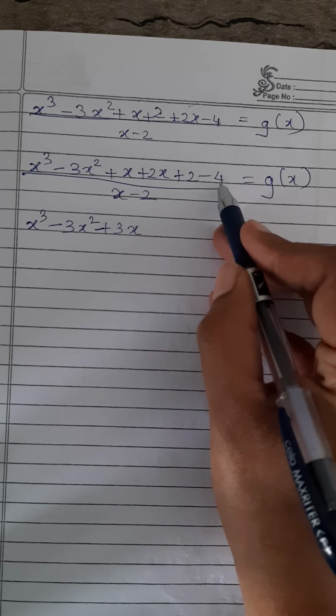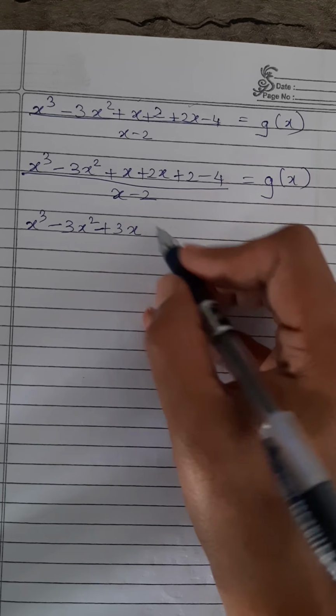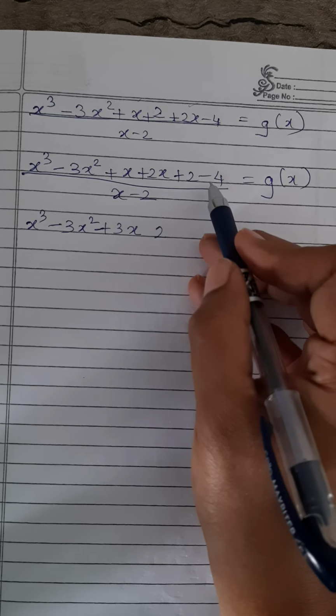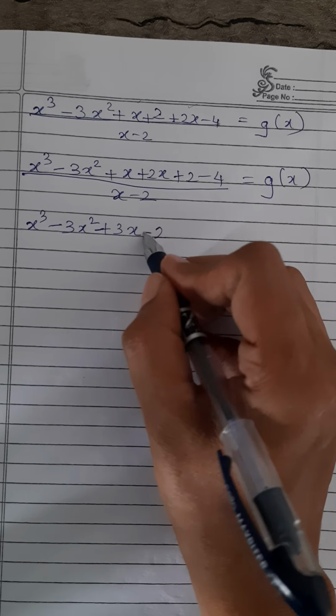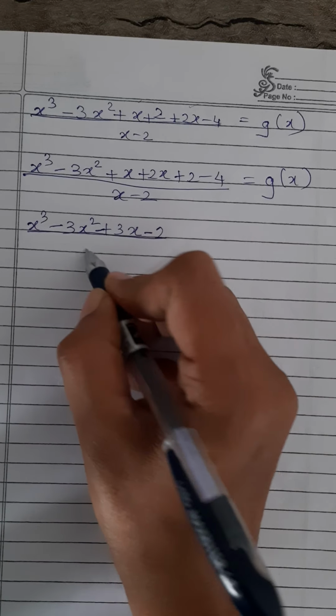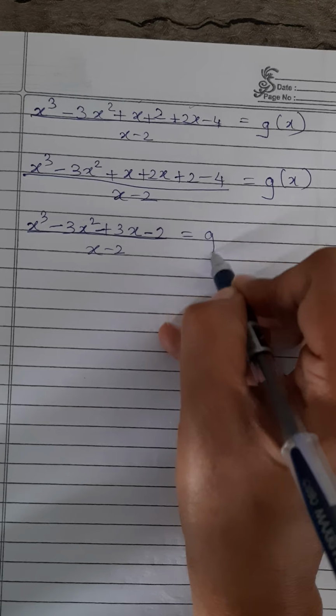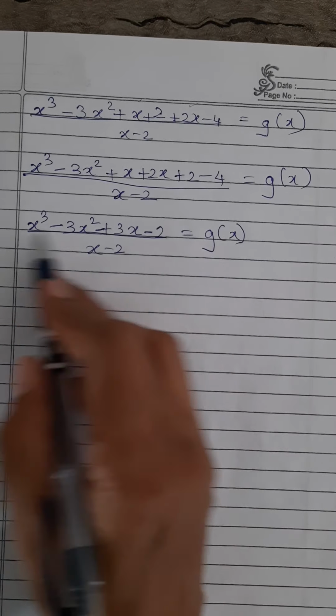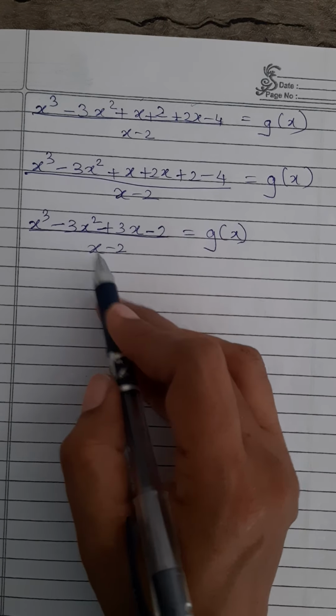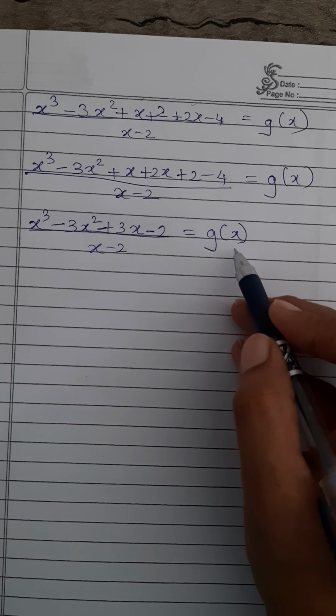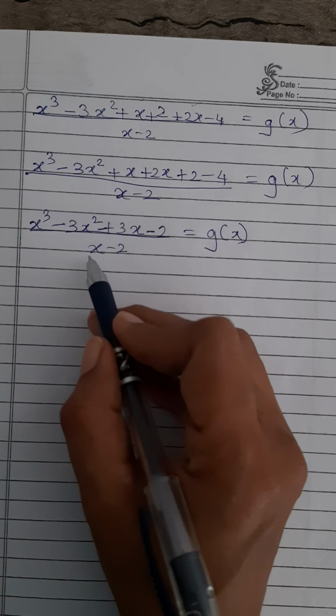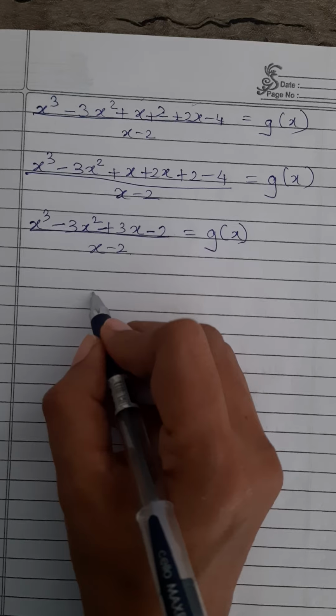So different sign, so we should subtract. When we subtract, what do we get? We get 2. Take the sign of the bigger number, which is the bigger number 4. So it becomes minus 2 divided by x minus 2 is equal to g of x. Okay, so this is what we have got. So this is the polynomial divided by this. So to find g of x, we have to divide this polynomial by x minus 2. So let's divide that.